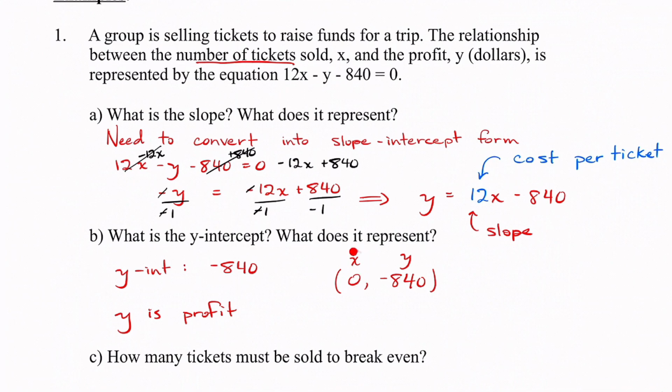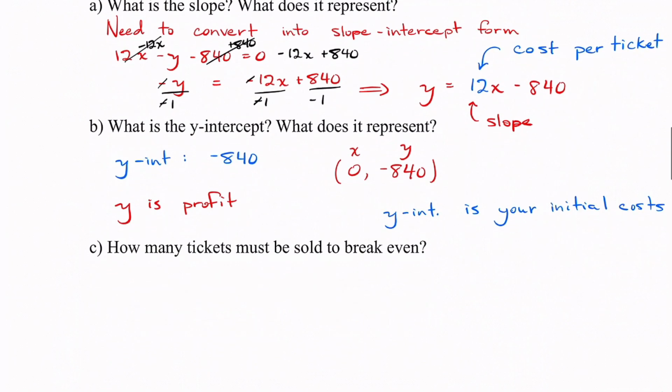So x, remember, was the number of tickets sold. So if the number of tickets sold was 0, you didn't sell any tickets, and your profit was negative 840, that means you are in the hole $840. You've lost $840. So that must mean that this amount is like your starting or your initial costs. So your y-intercept is your initial costs. And then again, I'm just highlighting those. Our y-intercept, we got negative 840, and that represented your initial costs.